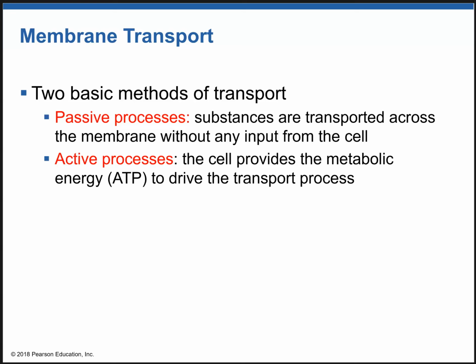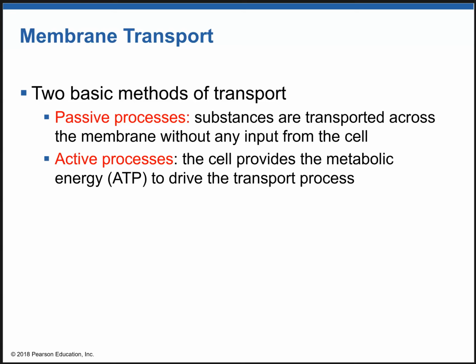Two basic methods of membrane transport include the passive process and an active process. A passive transport mechanism is the type of transport that requires absolutely no energy from the cell, so it does not require ATP for the process. Usually in passive processes, molecules move from an area of higher solute concentration to a lower solute concentration. So they move down the gradient.